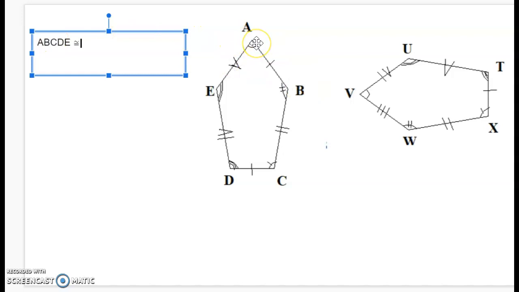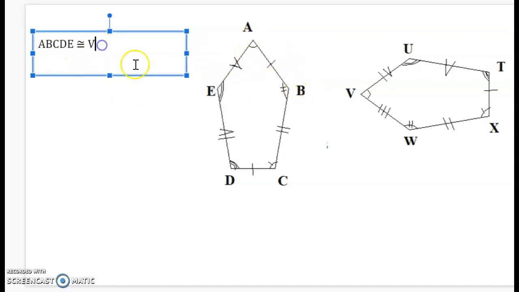Now I'm looking over here. You can see how this is in a different location. So what I want to do is make sure that my angles match up. See, angle A has got that single line, and angle V has got that single line. So A and V should match up.